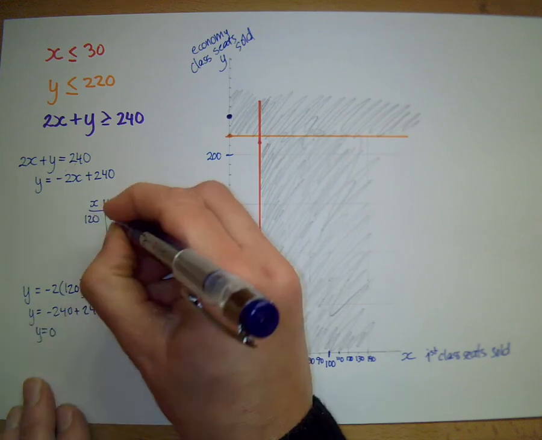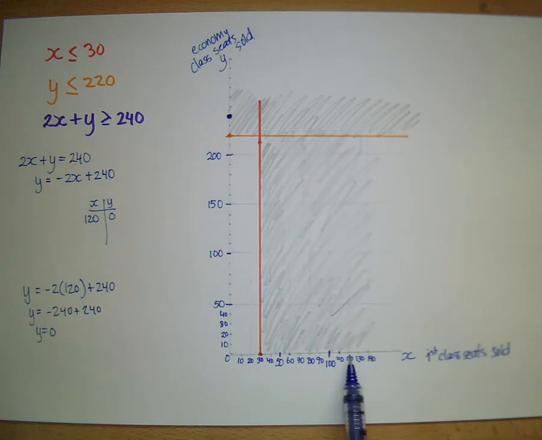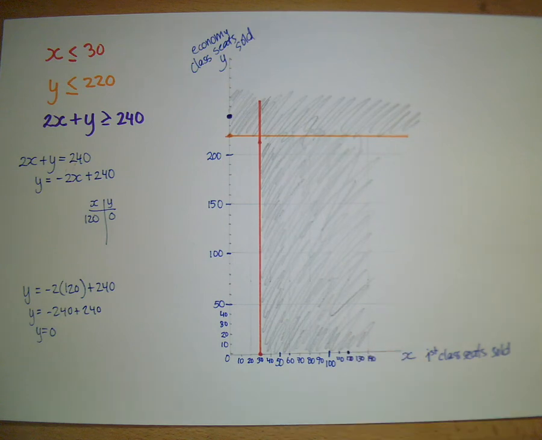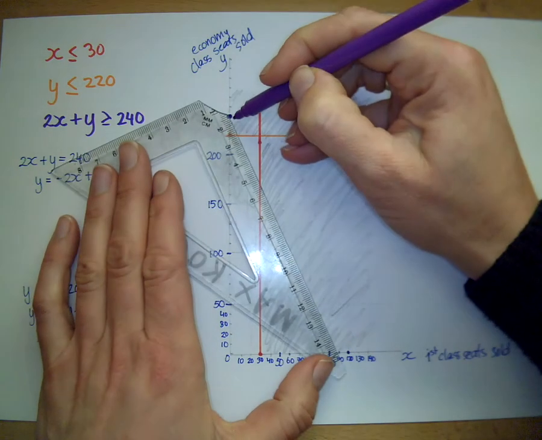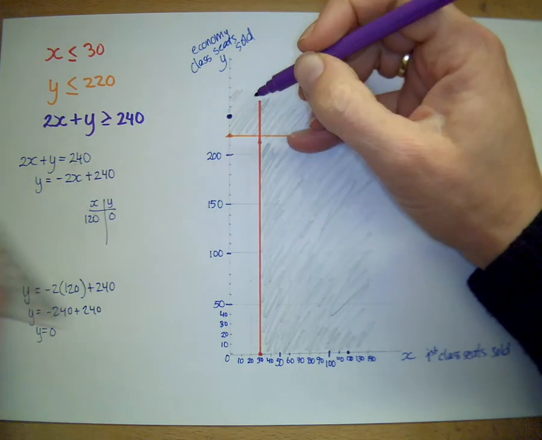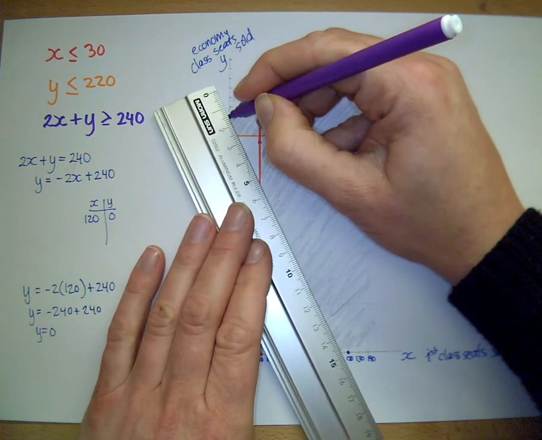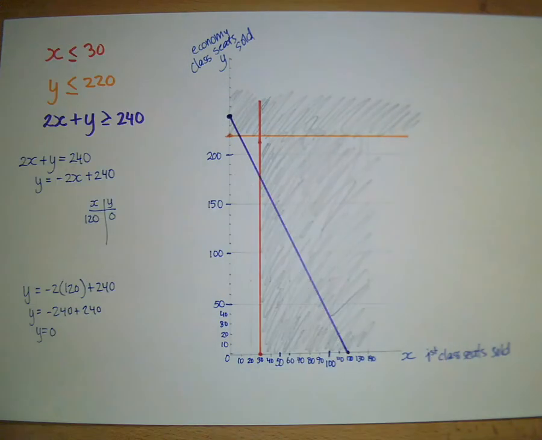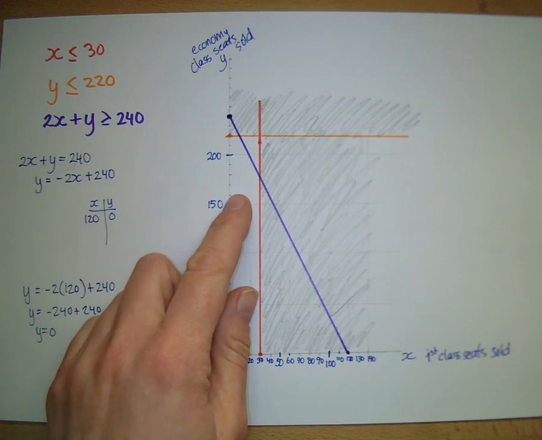So when x is 120, y is 0. So that's here. That's our x-intercept. Now I'm going to draw my line. Wow. And which side of the line are we going to shade?